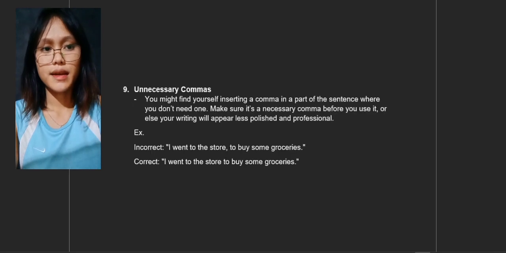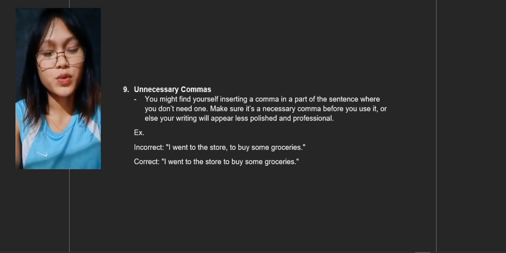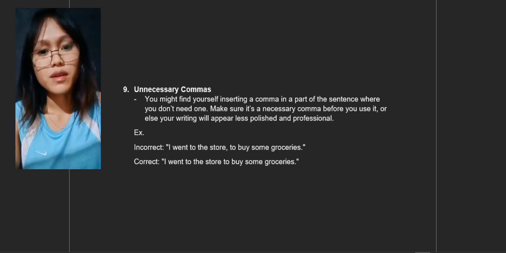Ninth one is using unnecessary commas. It is undeniable that we sometimes commit this grammar mistake in writing an essay, professional writing, and other stuff, because we are cautious about where to put the comma correctly.